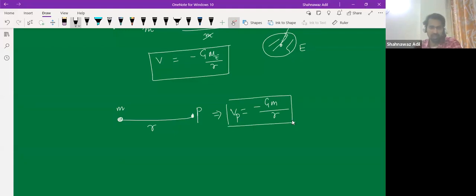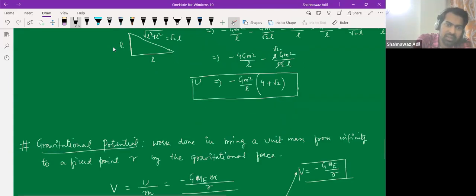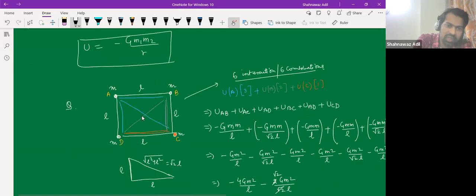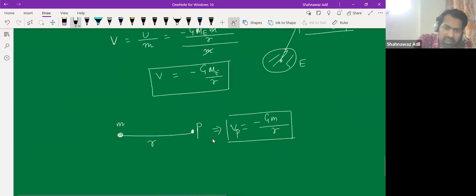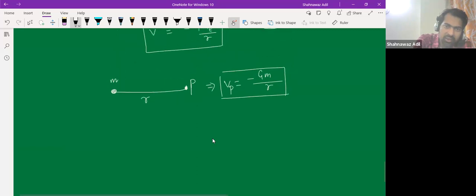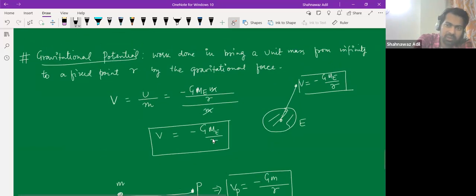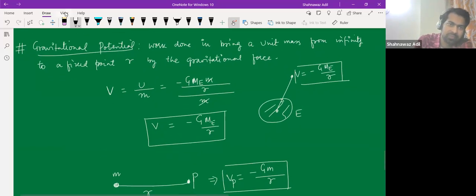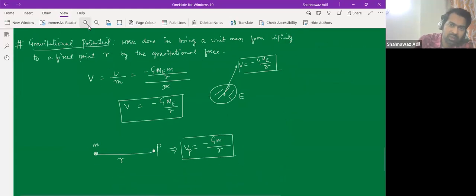Yes, sir. Okay, so we will do one question, which is exactly the same question, but we will calculate the potential at center. We'll do that, but you guys please note down this part first and then you'll do that question. Okay, sir.